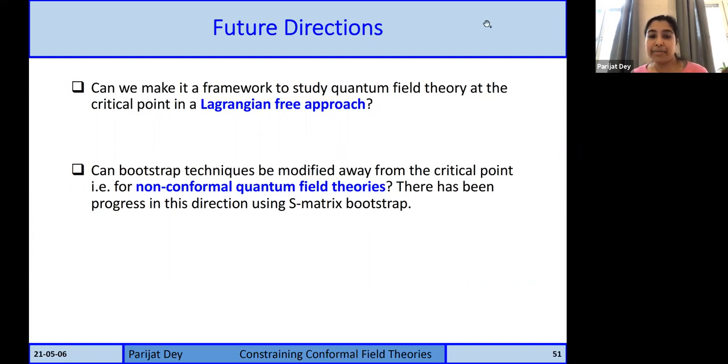And finally, is it possible to modify the bootstrap techniques away from the critical point, when you don't have the conformal symmetry but you have the usual symmetries of quantum field theory? There has been some progress in this direction using the ideas of S-matrix bootstrap. So these things can be further studied using similar tools. So I think I should stop now.